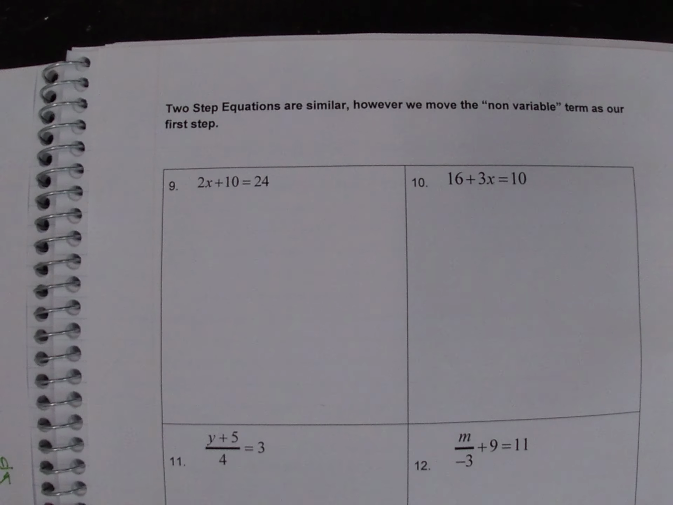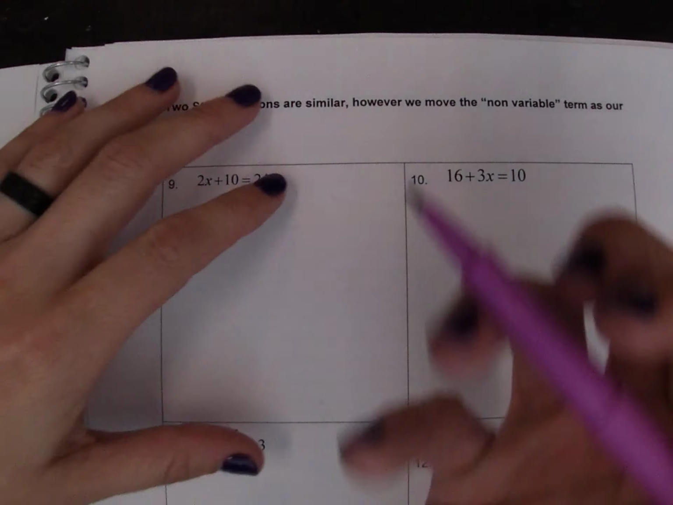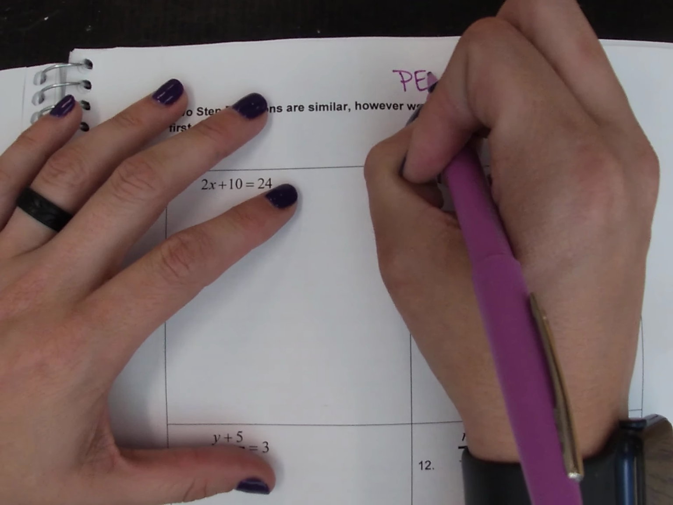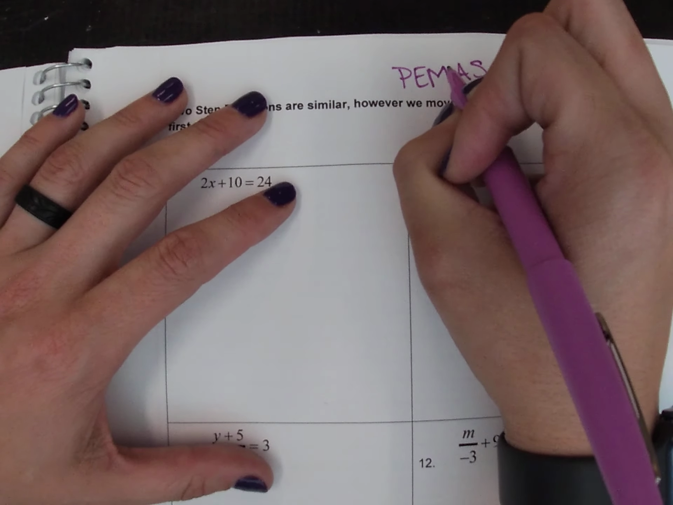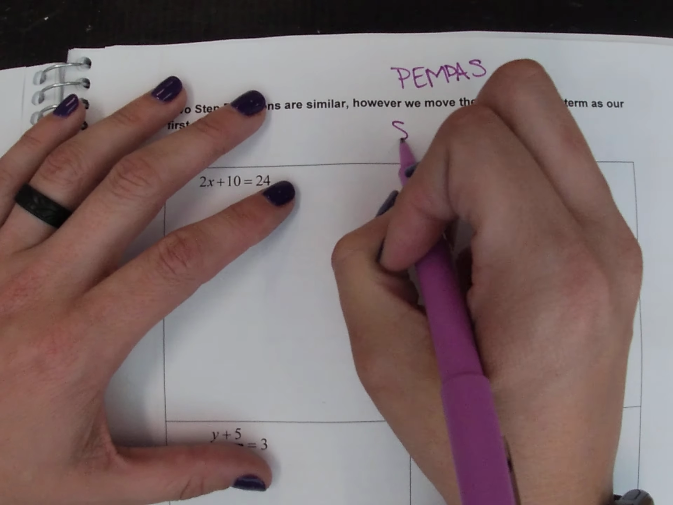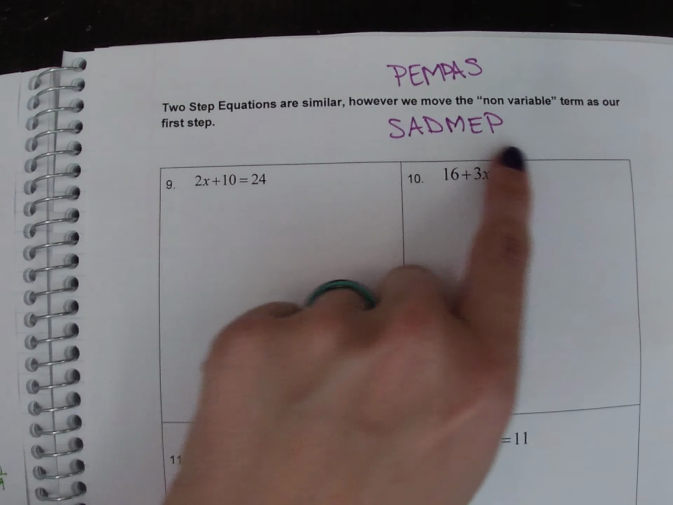Now, we can also do this when there's more than one number happening on the same side with the variable. The key is that we want to do order of operations backwards. So we want to undo in the reversed order of our order of operations. So if it was PEMDAS, oops, I forgot my D, we now want to do SADMEP. Clearly I made that up. That's how I'm pronouncing it, doing it backwards.